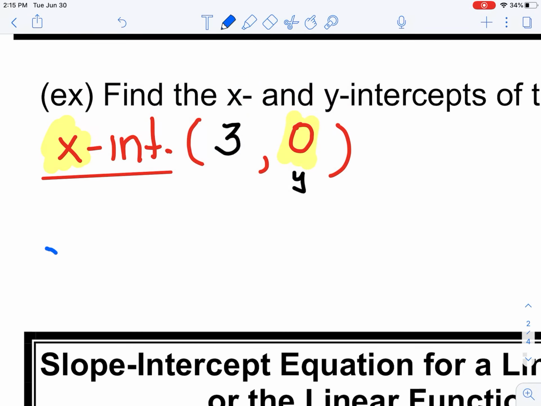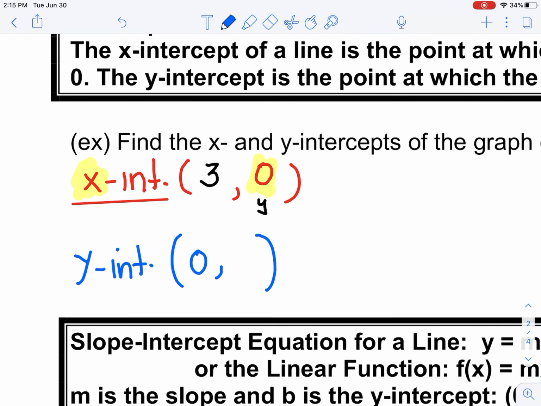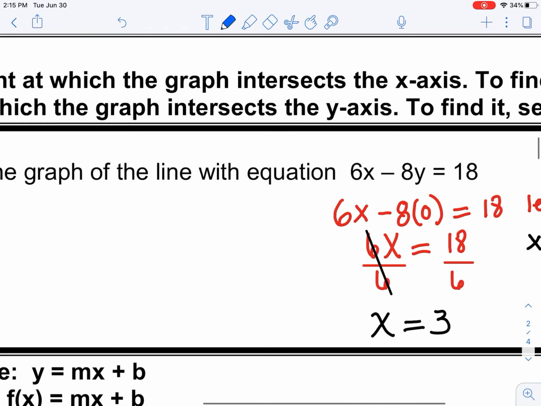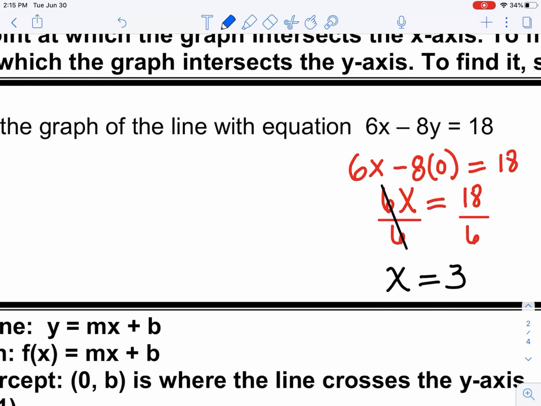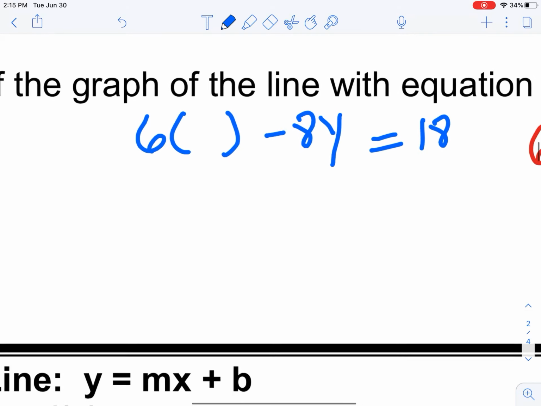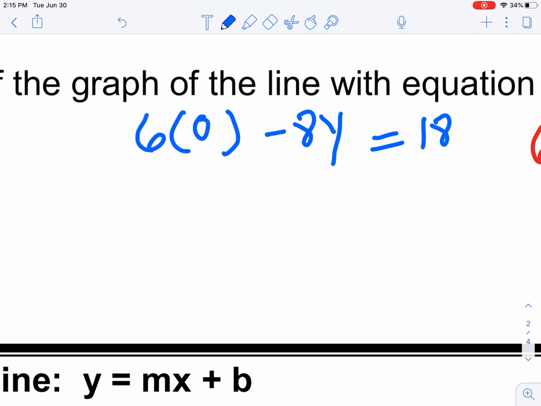All right, and then in this next example, we're going to find the y-intercept. If you think about the y-axis, any point that falls on that y-axis, x is always 0. And then you go up or down, depending on what the y-intercept is. So this time, let x equal 0 to solve for the y-intercept. We're going to go 6 times x minus 8y equals 18. Again, we're going to let x equal 0 to solve for the y-intercept this time.